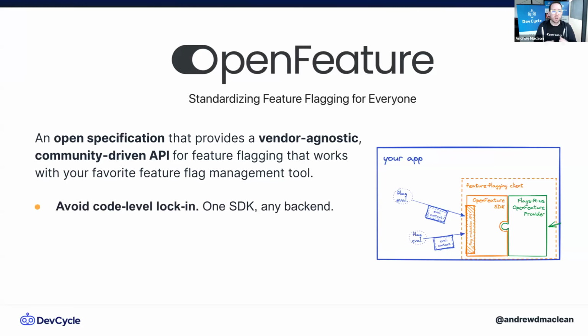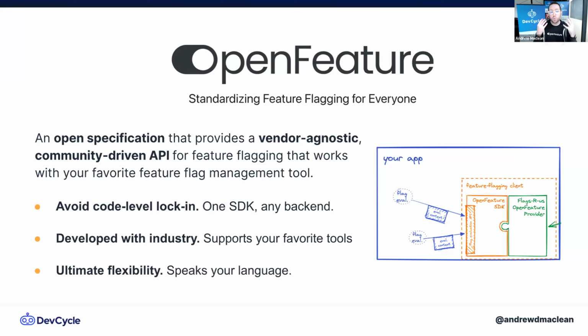So what is OpenFeature all about? It's about what we talked about before, avoiding code-level lock-in. It's one SDK and any backend. It's all about supporting your favorite tools, and in fact, this standard has been developed with the industry. And then it's about ultimate flexibility, like speaking your language. There are providers in almost every language under the sun. And because of the standard, if you have a language that's not seen, you can use that open standard and API to build your own providers that allow that language to be recognized here. And a lot of the feature flag management platforms are building more of these out all the time.